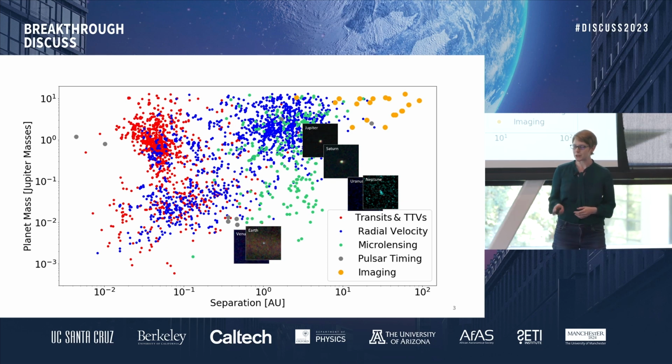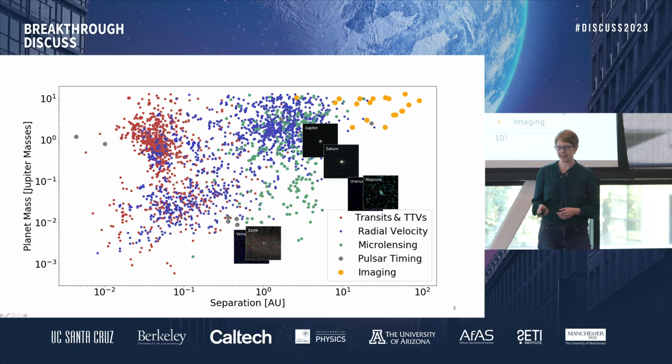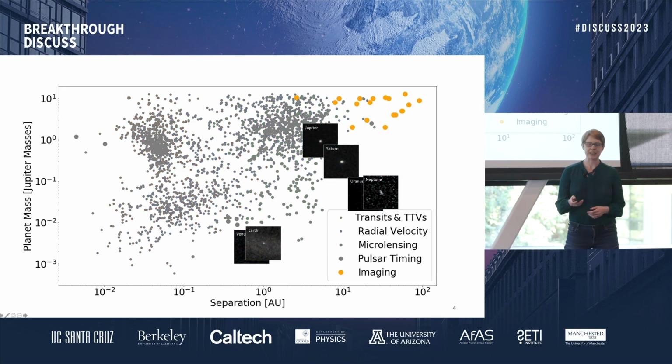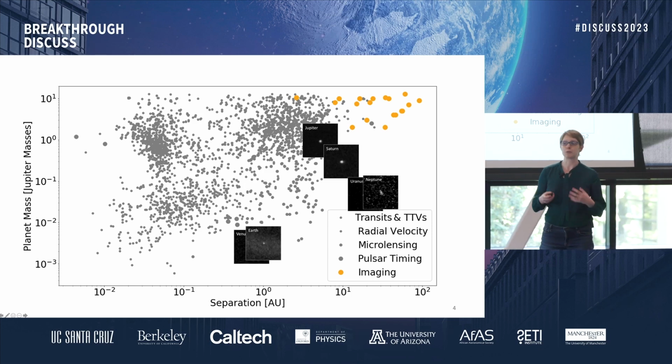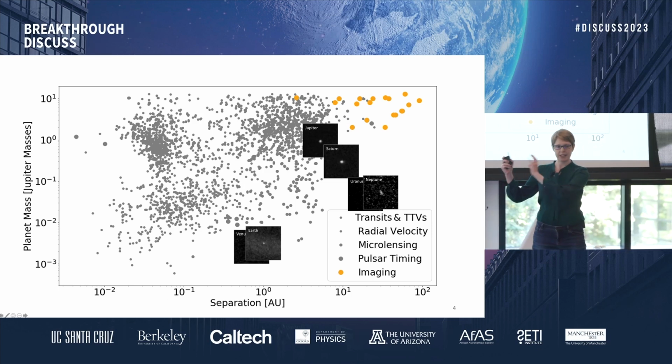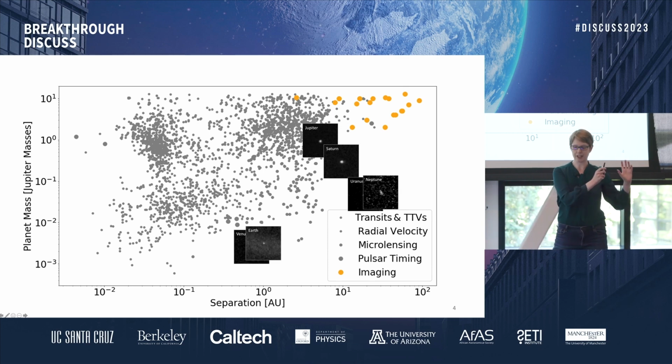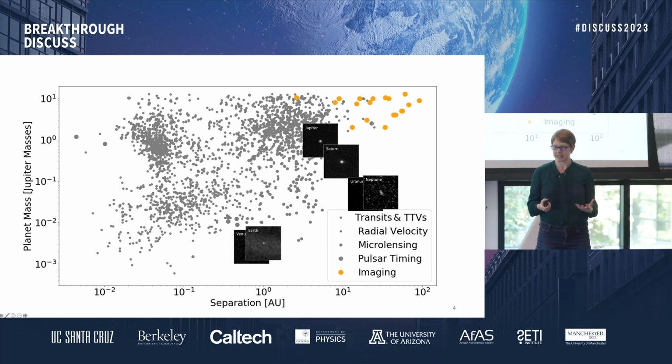But what I want to spend the most time talking about in this talk today are those planets you see in orange in the upper right-hand corner of this figure. These are the planets that we have directly imaged. So we have formed an image of the planet that is spatially separated from the image of the star. And why are these important?